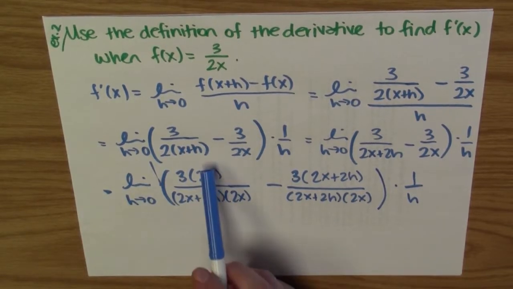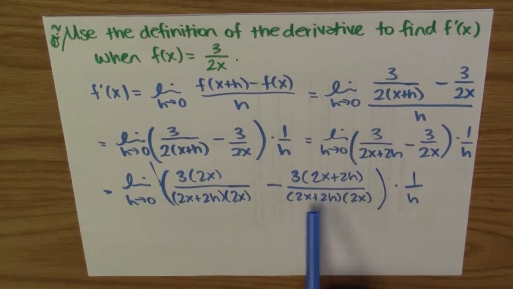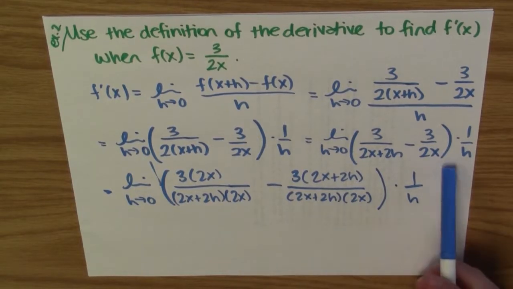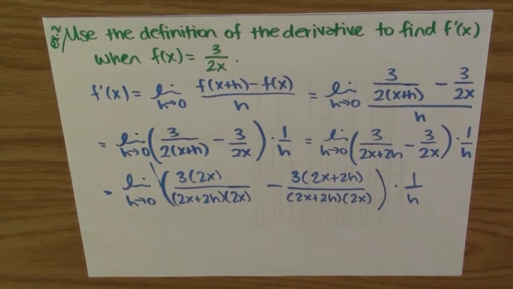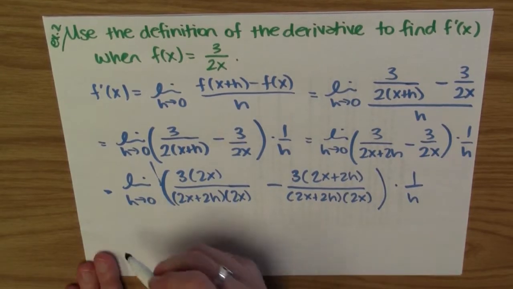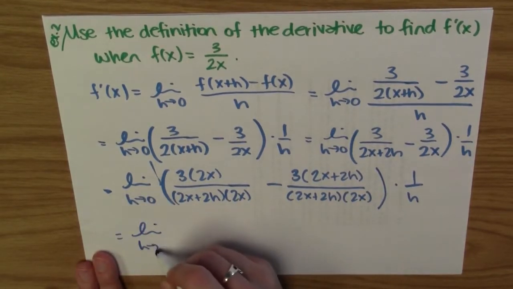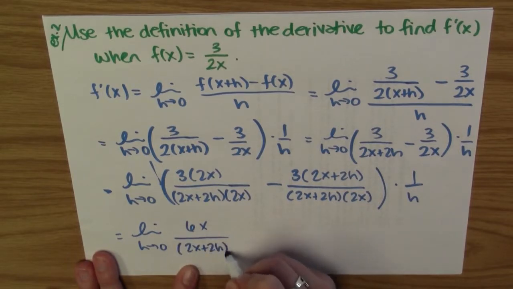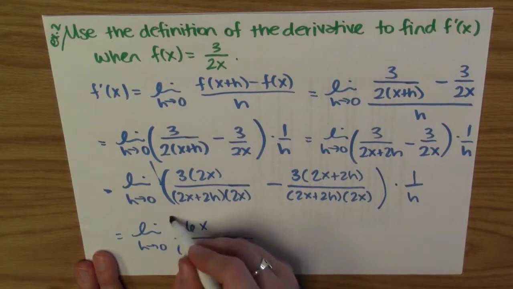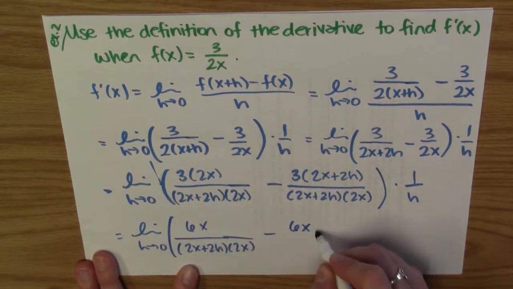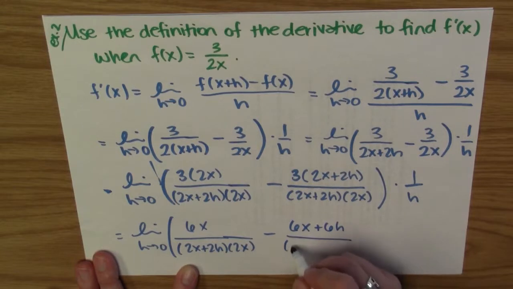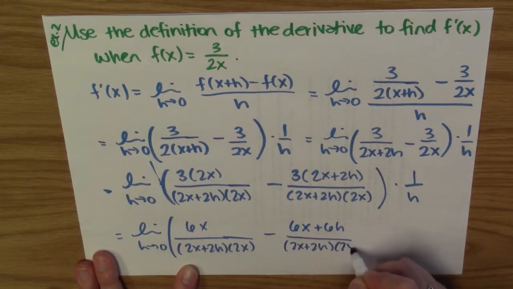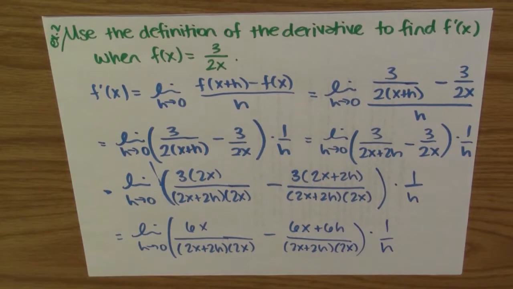You can see that if I cancel the two x's here and cancel the 2x plus 2h's here, I would have exactly what I had in the previous step. Anytime you do algebra, it's really good to make sure that if you go back one step, you still get the same thing. Let's expand this out. So I have the limit as h approaches 0 of 6x over 2x plus 2h times 2x minus 6x plus 6h all over 2x plus 2h times 2x, and this is being multiplied by 1 over h.